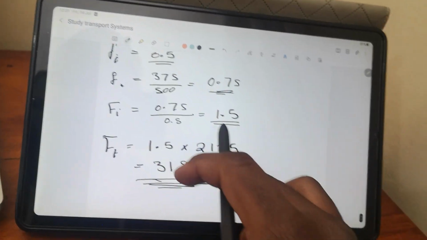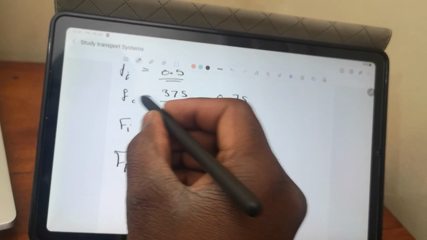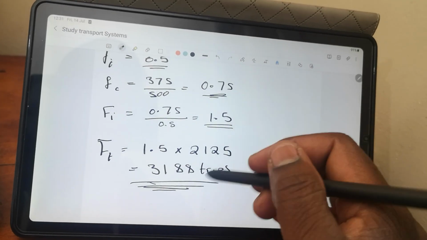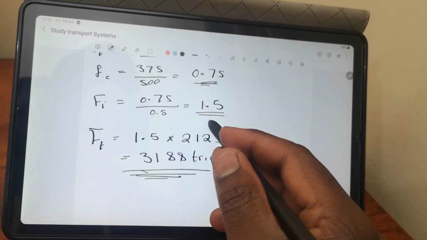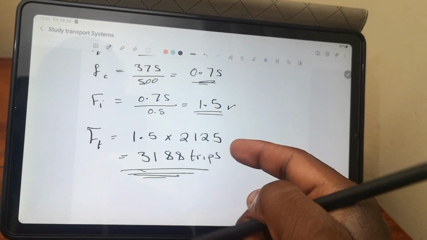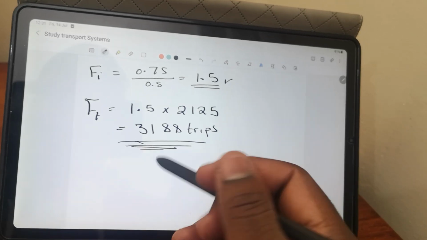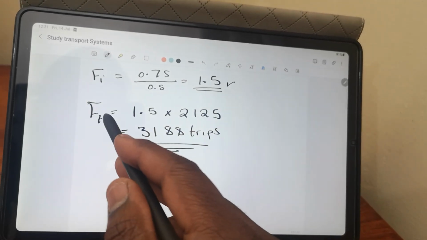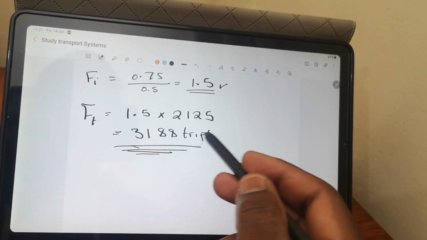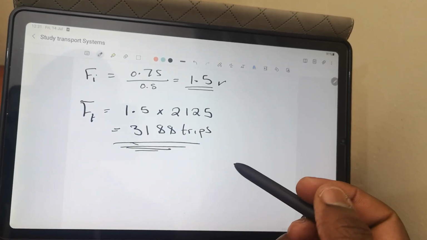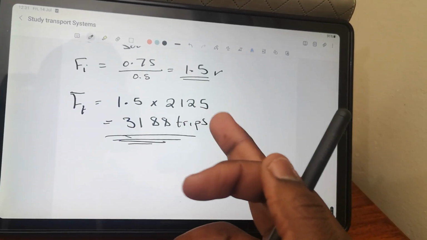Now currently in the future, how many? We say 375 over 500, which is 0.75. So our growth factor will be 0.75 over 0.5, which gives us 1.5. So the future number of trips will equal 1.5 multiplied by 2,125, which is 3,188. This gives us our number of trips in the future.